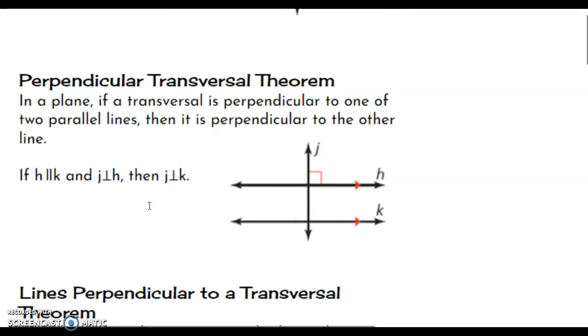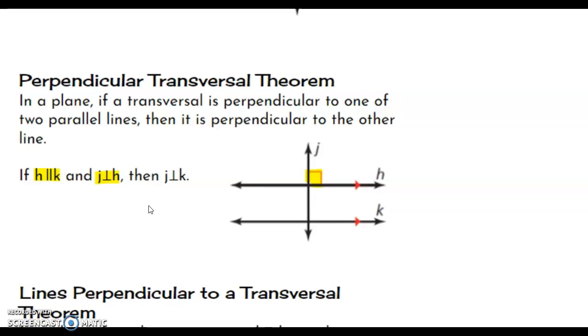Perpendicular transversal theorem. So in a plane, so in one plane, they can't be skew lines. If a transversal is perpendicular to one of two parallel lines, then it is perpendicular to the other. So you have to have two parallel lines. So you see we have here H is parallel to K. The transversal has to be perpendicular or at a right angle to one of those two lines, either H or K. So J is perpendicular to H.